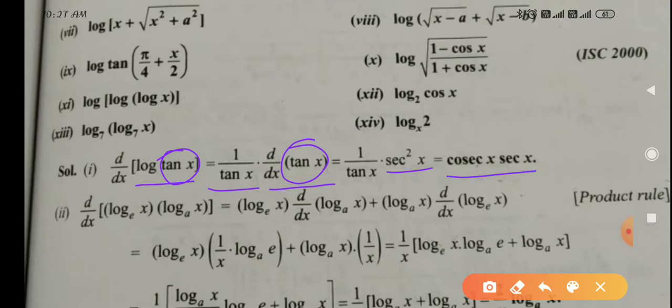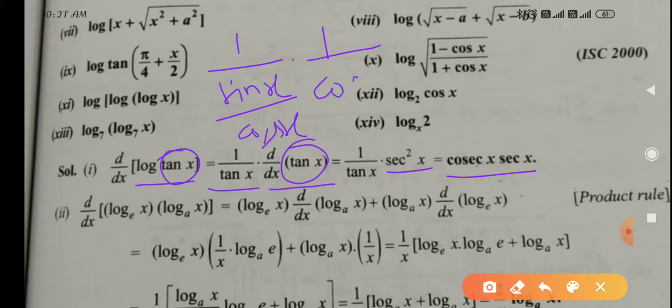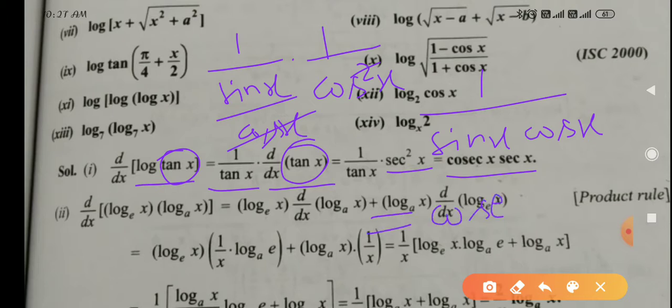Now they are simplifying and they are writing cosec x sec x, because tan x can be written as sin x upon cos x, so 1 upon tan x is cos x upon sin x, and sec square x can be written as 1 upon cos square x. One cos will cancel, so it will be 1 upon sin x cos x, and 1 upon sin x, you know, is cosec x, and 1 upon cos x is sec x. So that's why they are giving the answer cosec x sec x.